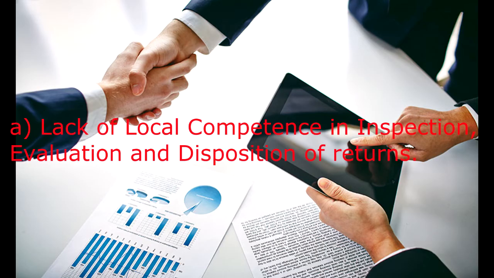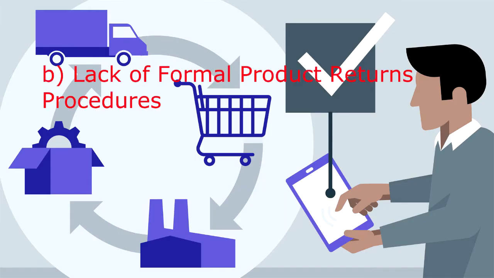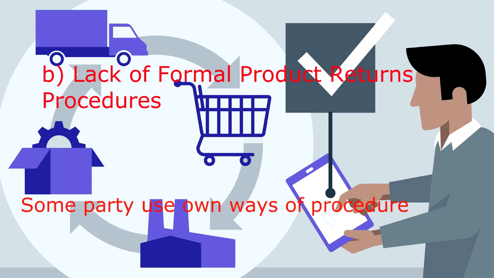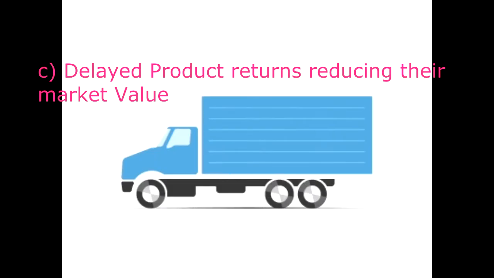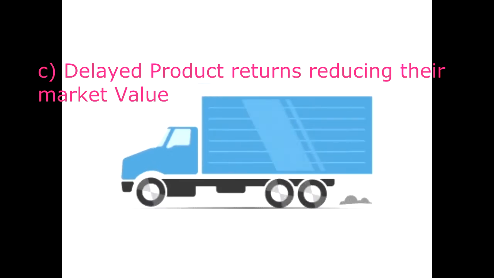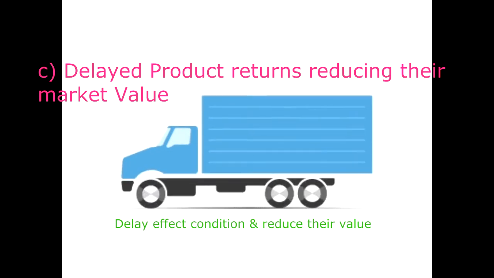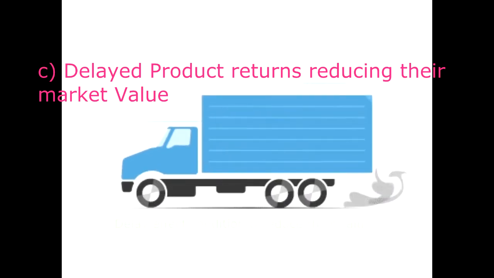First, lack of local competence in inspection, evaluation, and disposition of return, where they are lacking of training, exposure, and knowledge. Second, lack of formal product returns procedure. This is because some party use their own ways of procedure without concern about the other party. Third, delayed product returns reducing their market value, means that reverse logistics is effective for the product that are still fresh and in good condition. Delaying the process can affect the condition of the product and thus reducing their value.